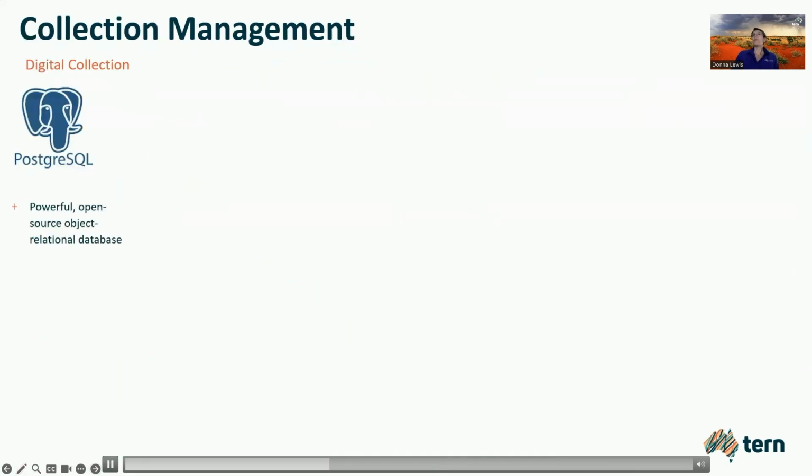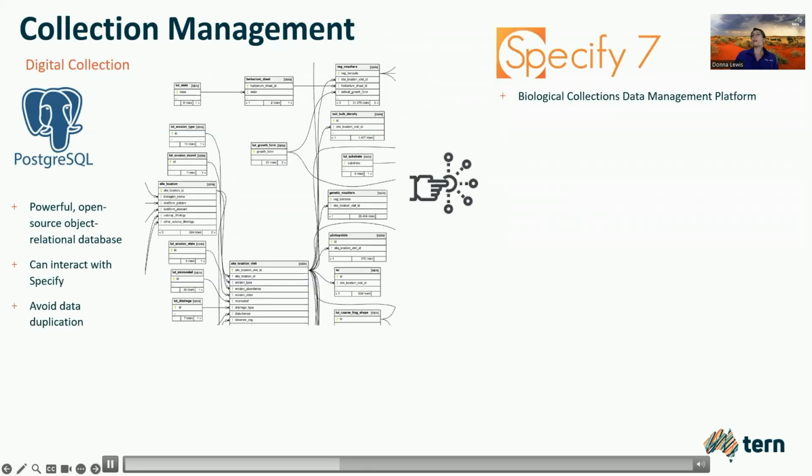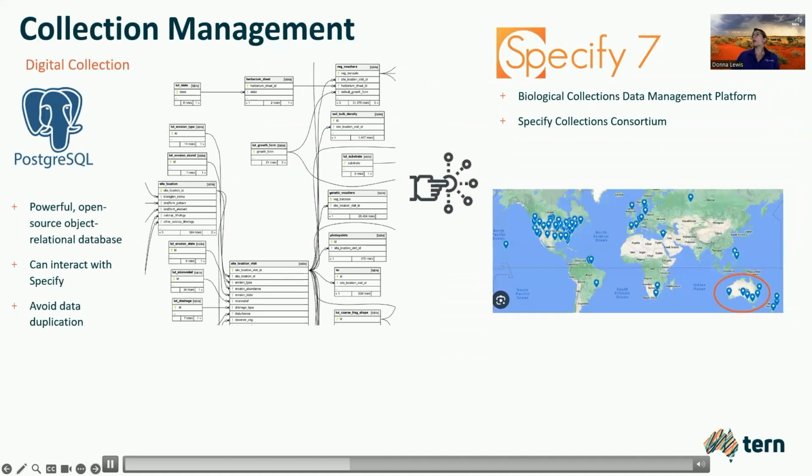Collection management also includes the digital collection. So currently we store this information in Postgres. It's a powerful relational database, and it can interact with Specify. So Specify we have set up for our collections. It's a biological collections data management platform. We're part of the Specify Collections Consortium. Australian Herbaria are currently migrating to Specify. So there's so much help and support out there from the consortium and from Herbaria.